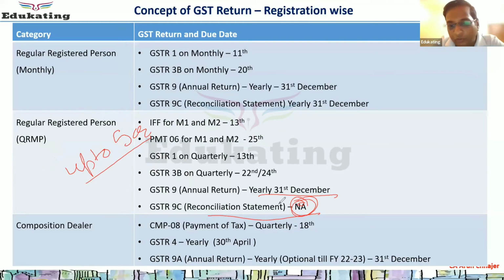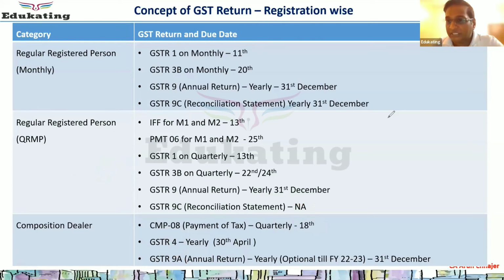Composite dealer CMP 08 on quarterly basis, the due date is 18th after the end of the quarter. GSTR 4 is yearly, the due date is 30th April after the end of the financial year. Then GSTR 9A is an annual return. It is yearly, but again till 22-23 it is made optional till 2 CR.